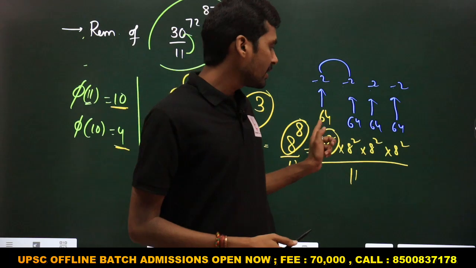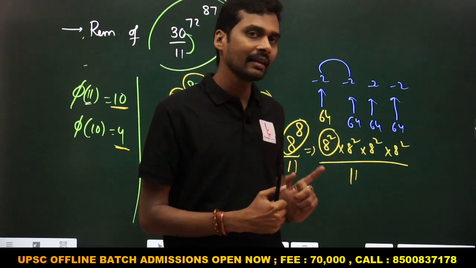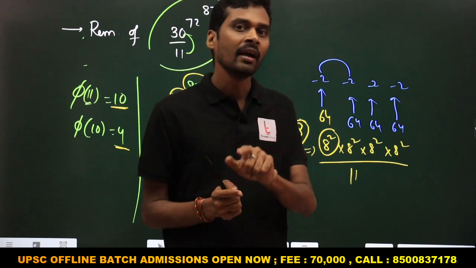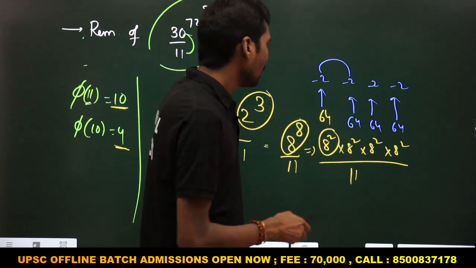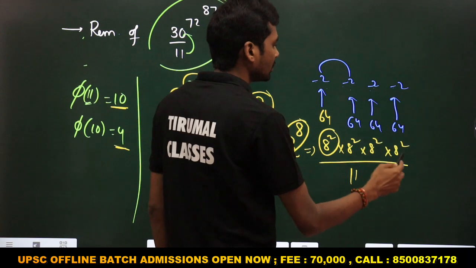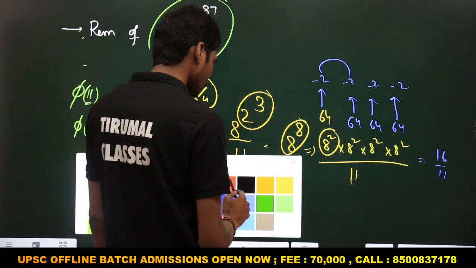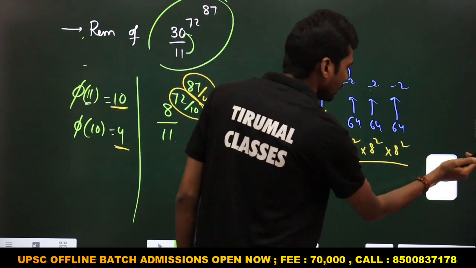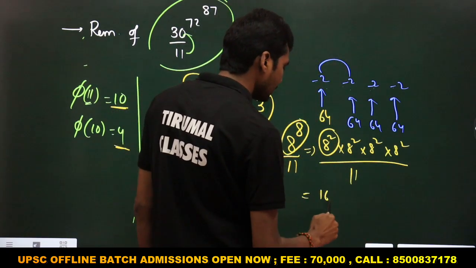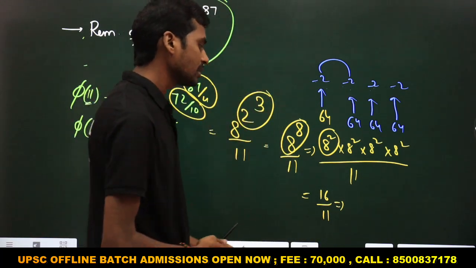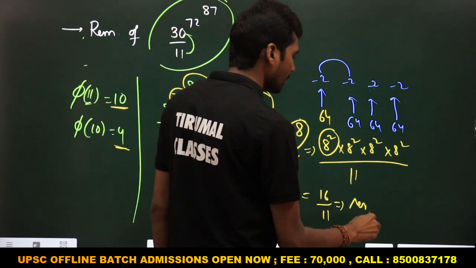So 8 square is 64. 64 divided by 11, 11 6s are 66, so the remainder is minus 2. Then 2 2s are 4, 4 2s are 8, 8 2s are 16. So 16 by 11. What is the remainder? The final remainder is 5.